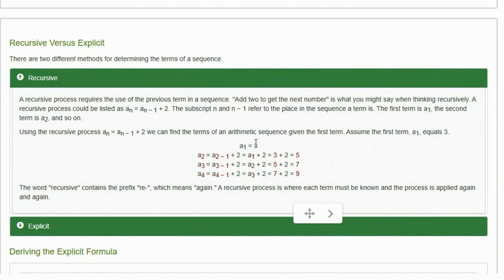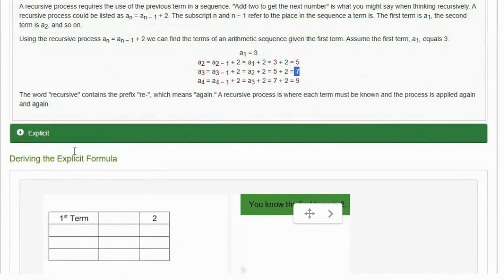a sub 1 is 3. a sub 2, you take the first term and add 2, it's 5. a sub 3, you find the second term and add 2. So you get 3, 5, 7, 9, and that's just what I was showing on paper. Now there's something called the explicit formula. This is where I can jump straight to that 81st term.